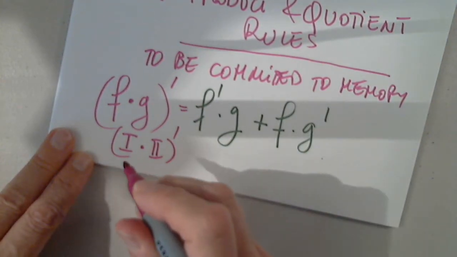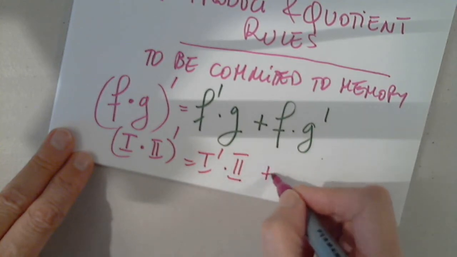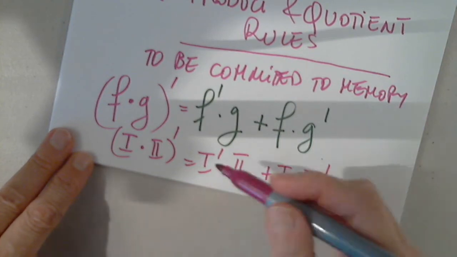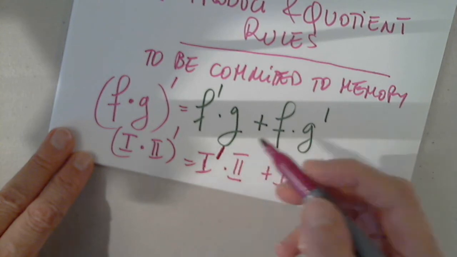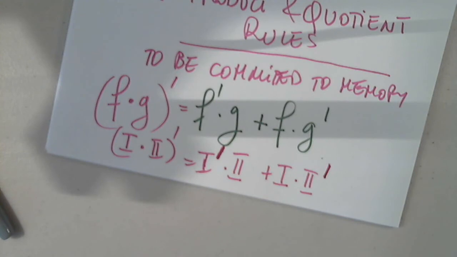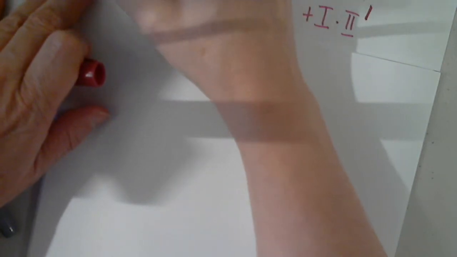I keep it in the form of 1, 2, 1, 2. First function prime times the second function plus the first times the second prime. And I always have it 1, 2, 1, 2, but I have to remember that here the first one is differentiated and here the second one is differentiated. So that's our product rule. I didn't write it, sorry. Product rule. Obviously. But I should have it there.